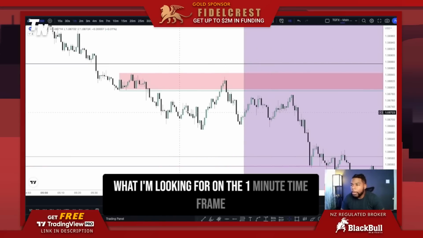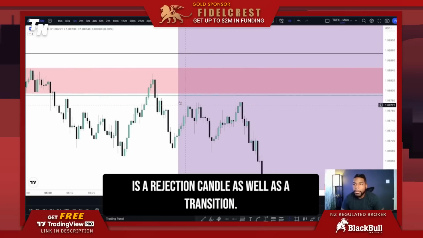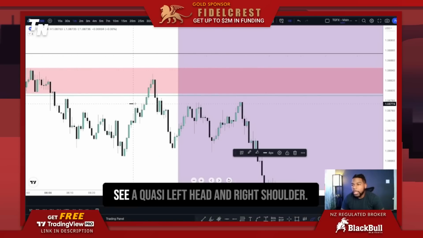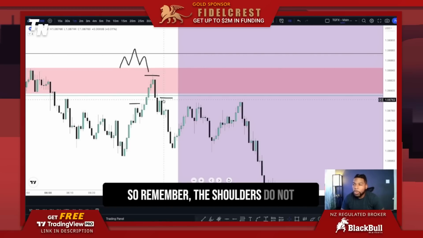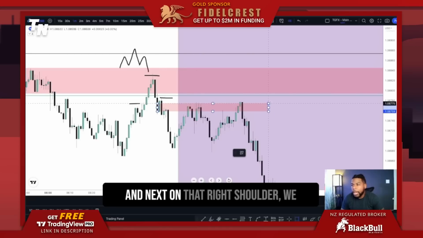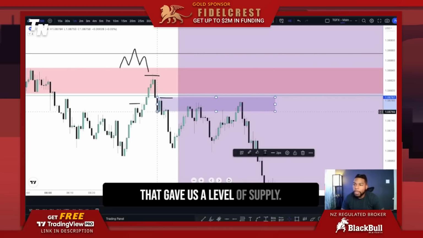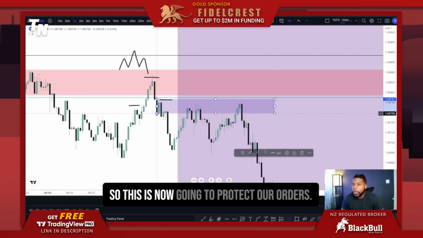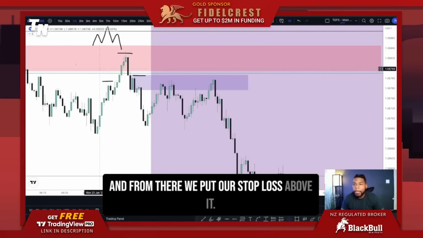What I'm looking for on the 1 minute time frame is a rejection candle as well as a transition. So if you guys start to notice, we see a quasi left head and right shoulder. So once again, forming this pattern here. Remember, the shoulders do not have to be perfect on these. All right, and next on that right shoulder, we formed a bearish, bullish order block that gave us a level of supply. So this is now going to protect our orders. This gives us a level to take trades from, and from there, we put our stop loss above it.